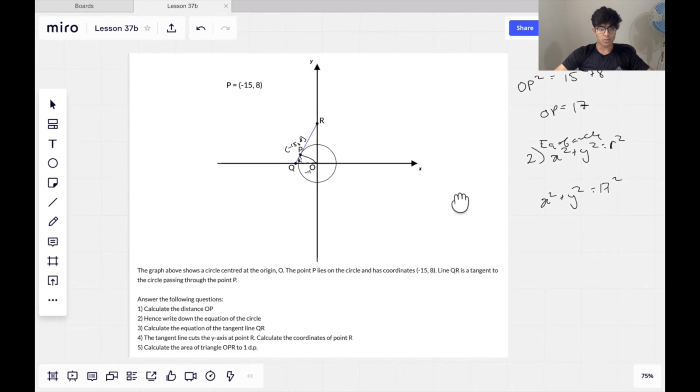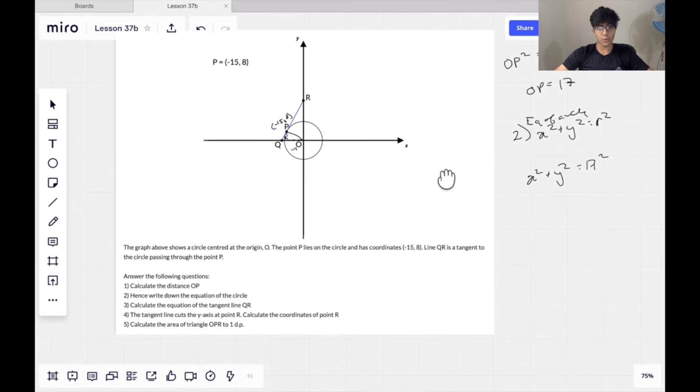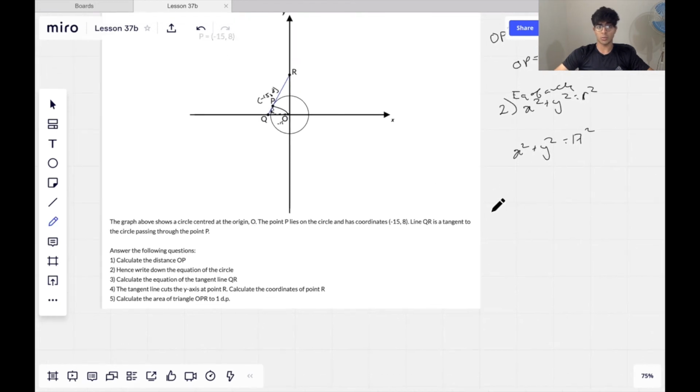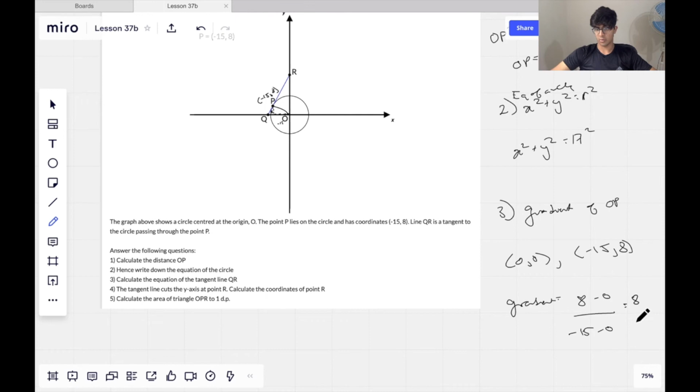Hence, calculate the equation of the tangent line QR. Well, first we find the gradient of OP, which is change in y over change in x. It's worthwhile writing the two points out, especially because we have a minus sign to deal with. So the gradient is change in y, 8 minus 0, divided by change in x, minus 15 minus 0, which is equal to minus 8 over 15.